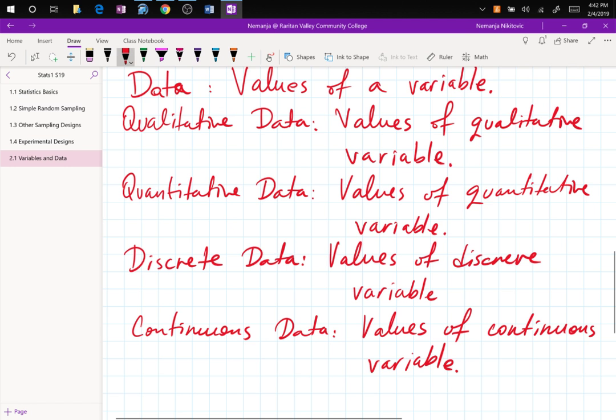What are the blood types? A, B, AB, O. O positive. O negative. Good. So what kind of data would that be? Qualitative. Very good. It's non-numerical.